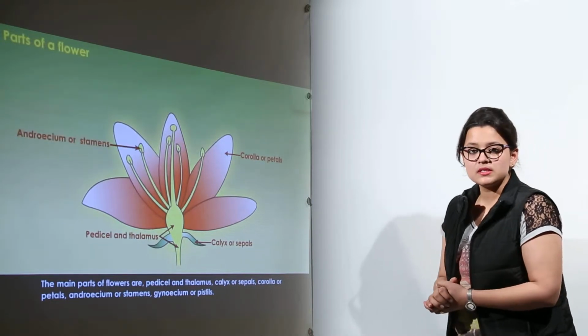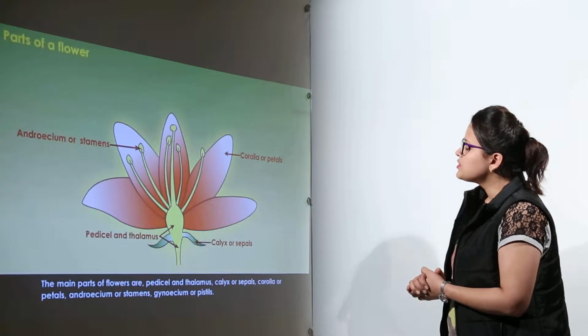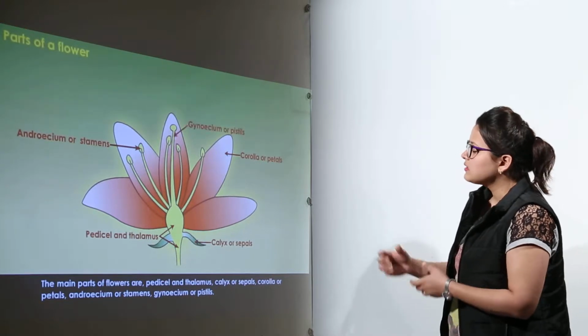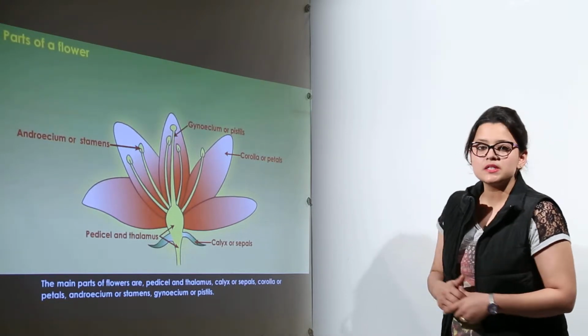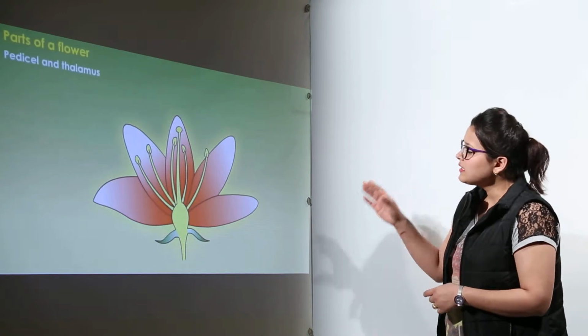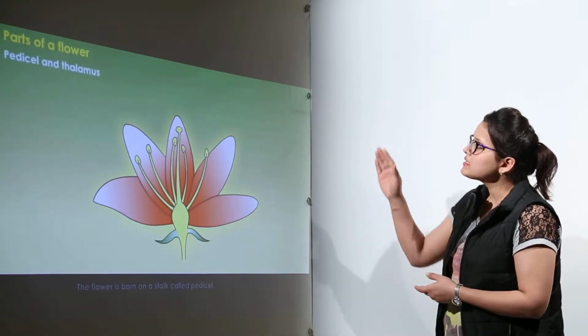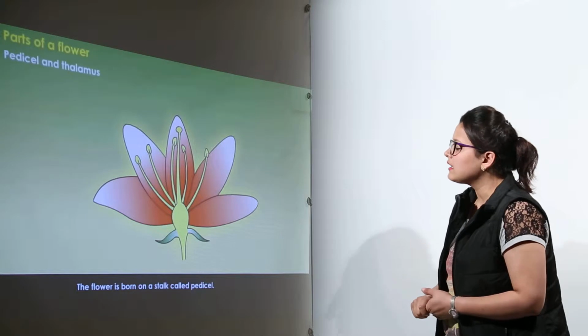or stamens, gynoecium and pistils. The other name for gynoecium is pistil. So these are all the parts. We will discuss the first part, that is pedicel and thalamus.